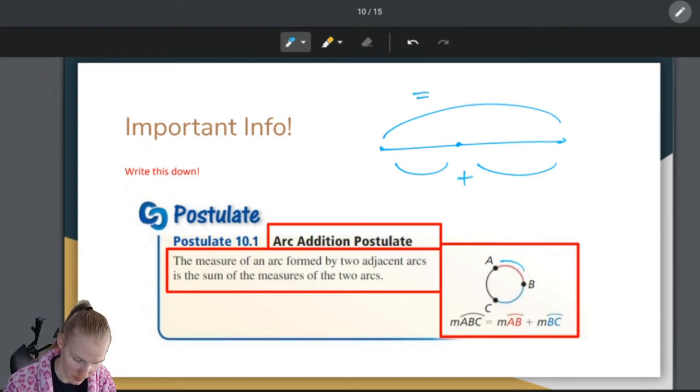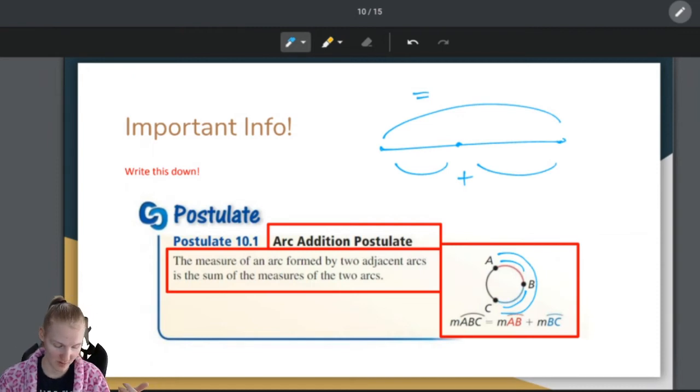AB plus BC is equal to the whole ABC. That's what this is saying. So the measure of an arc formed by two adjacent arcs is the sum of the measure of the two arcs. So two little chunks make up the one big chunk.